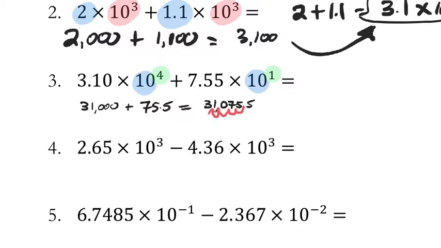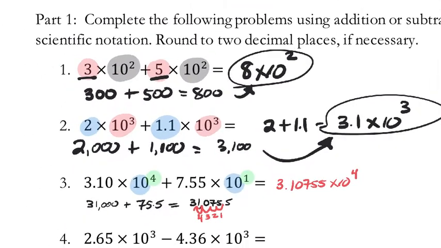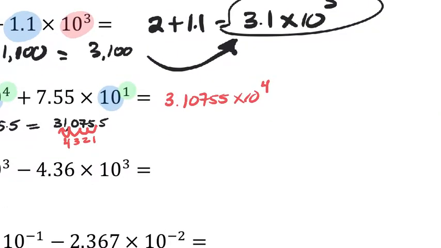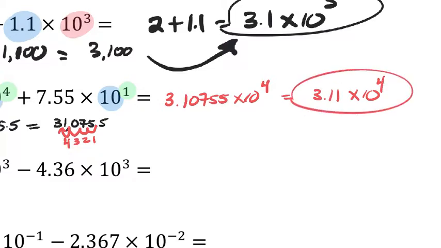Putting it back into scientific notation, you would have to move the decimal till you get to the right of the 3, and you do that 1, 2, 3, 4 times. So it's 3.10755 times 10 to the fourth power. The problem does say here round to 2 decimal places if necessary. So guess what? This ends up being 3.11 times 10 to the fourth. That would be the true answer there. The other two problems, that didn't matter.